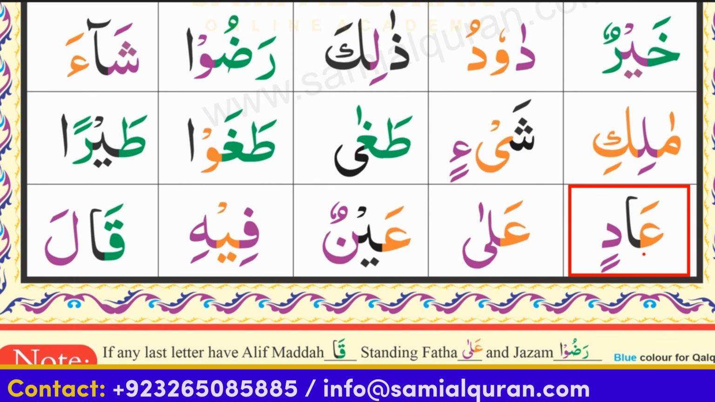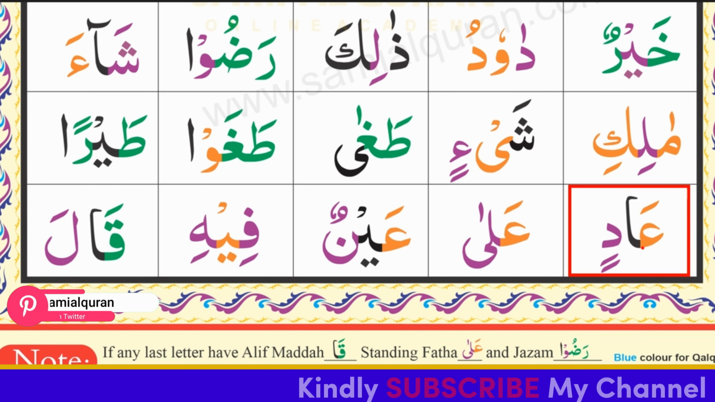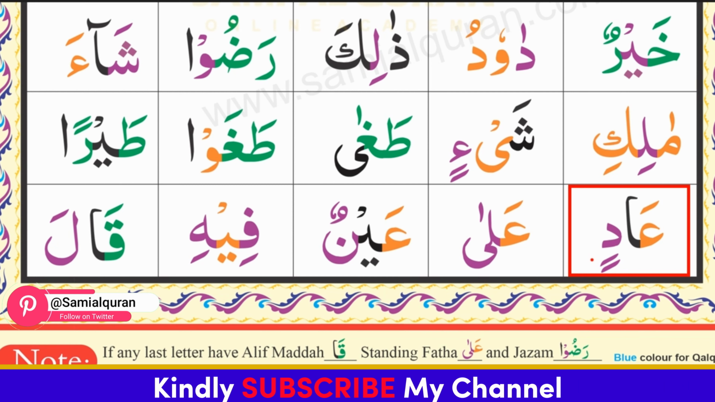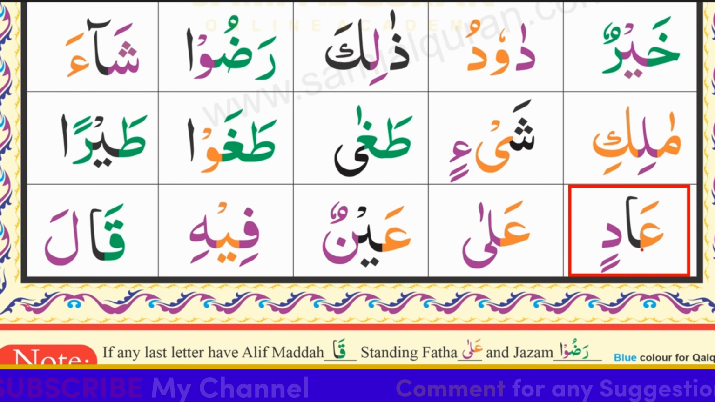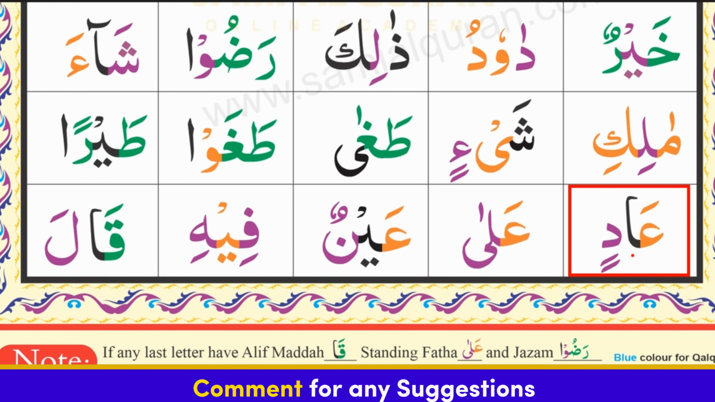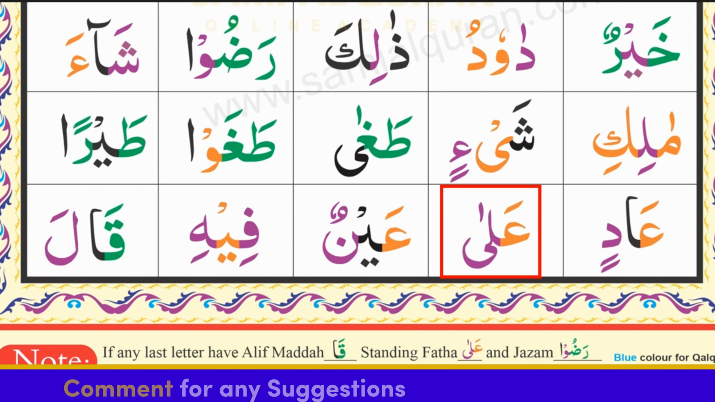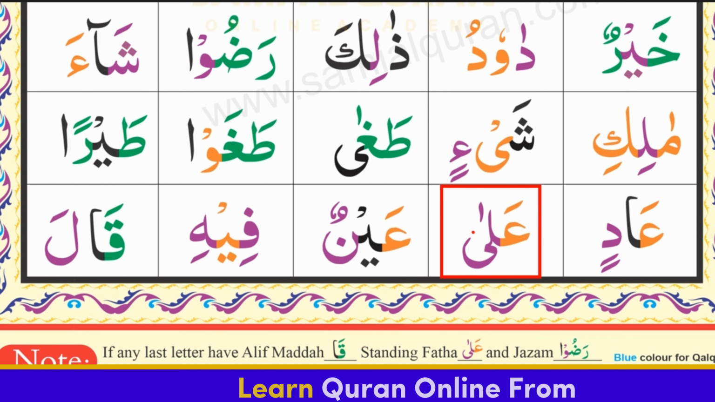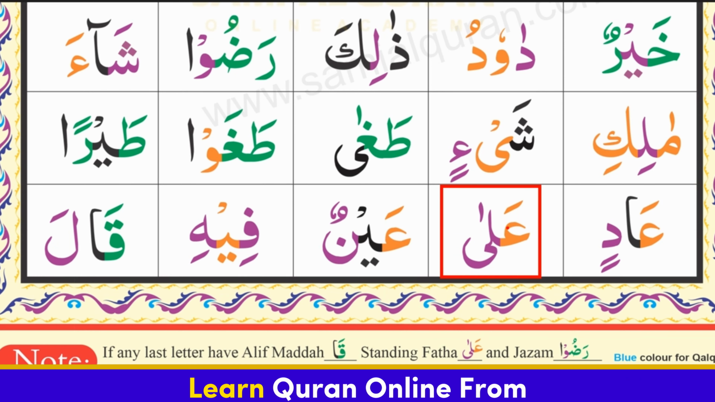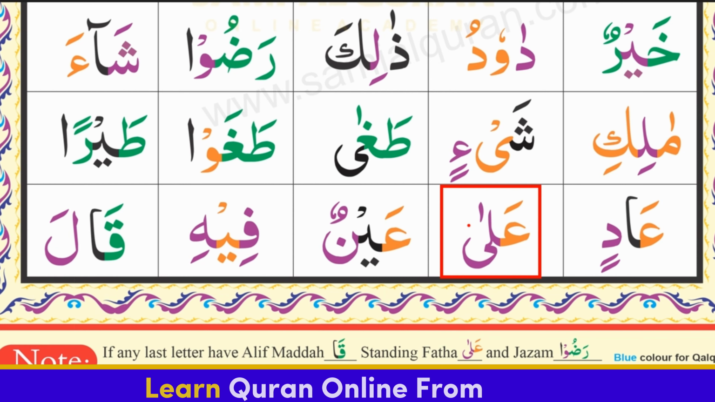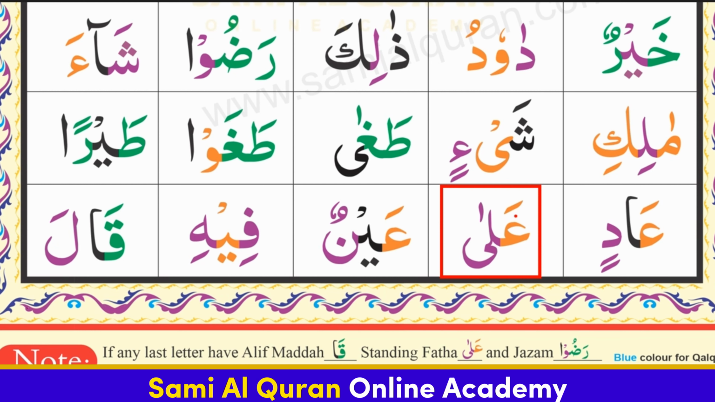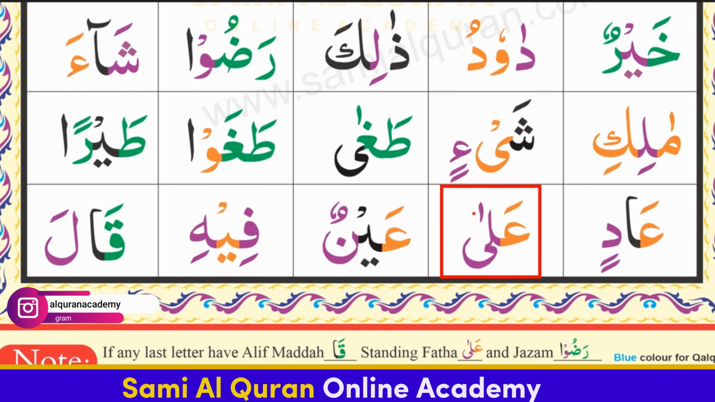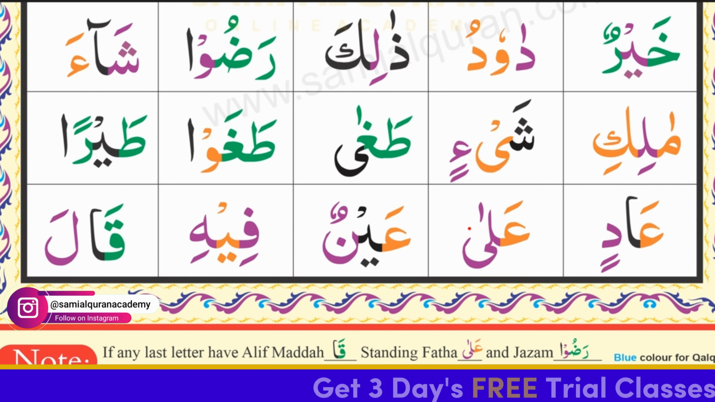طيرا. عين ألف فتحة عاء، دال دبل كسرة دين، عاد، وقفان، عاد. عين فتحة ع، لام standing فتحة لا، على وقفان على. And also waqfan should be same because it has standing fatha. على.